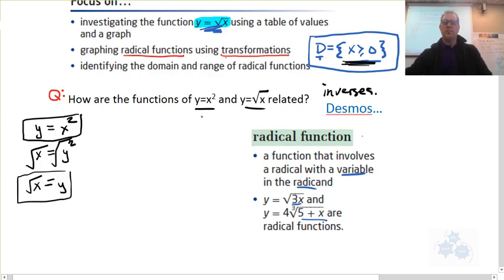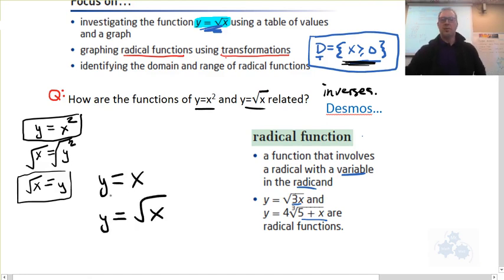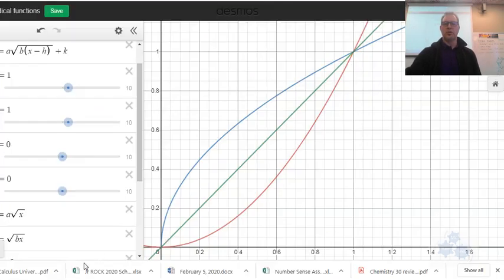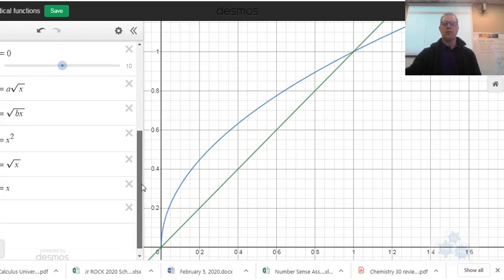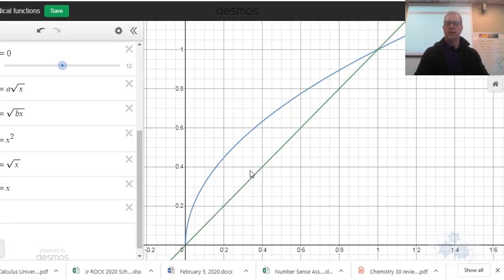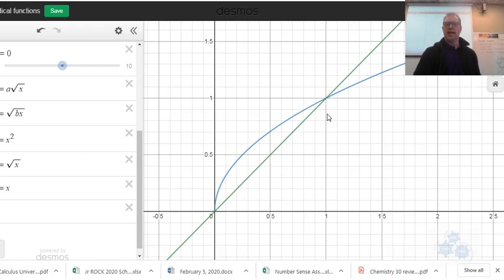What about how y equals x and y equals the square root of x are related? So I want to talk about that. We have those graphs up on Desmos, so let's go back there. I'll take away the x squared and I'll just show you these two. Now you're saying, well, they don't look related. Well, what do we notice about these? I notice that there's a point right here that's on both graphs, 0, 0. And there's a point here that's on both graphs as well, 1, 1.